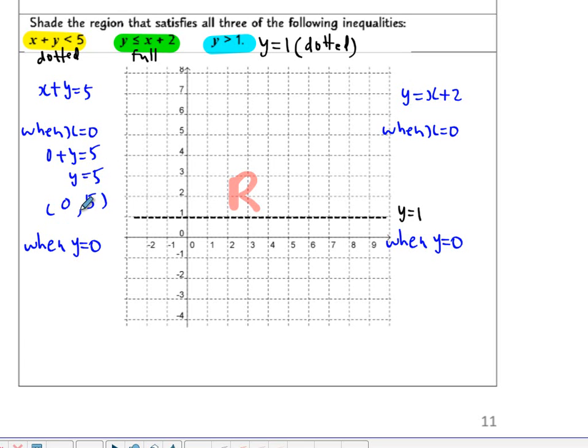When y equals 0, again, x plus y is 5. Y equals 0. So x plus 0 equals 5. So x equals 5. The coordinate here is 5, 0. So we've got this one sorted. It is 0, 5, which is here, and 5, 0, which is here. And let's get the line sorted out.